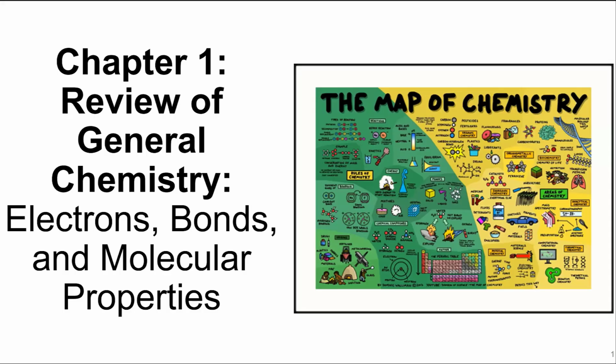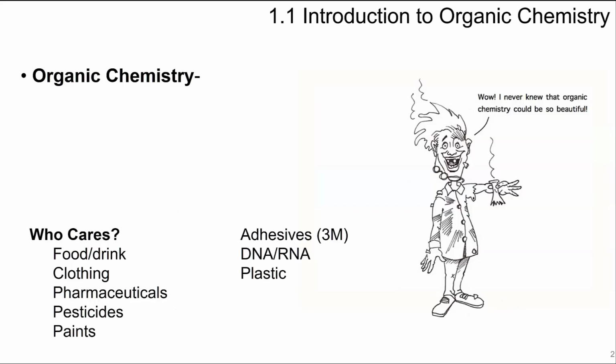Hello, this is Chapter 1, which is the review of general chemistry. We'll talk about electrons, bonds, and molecular properties. Before we get to that, I just want to talk about what organic chemistry is.